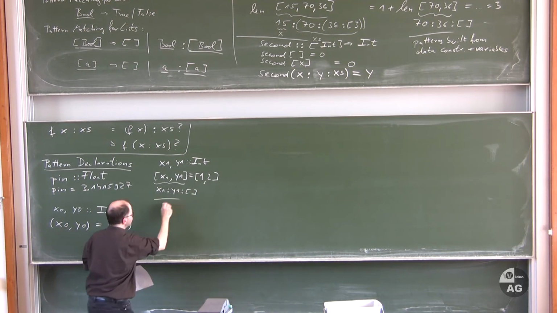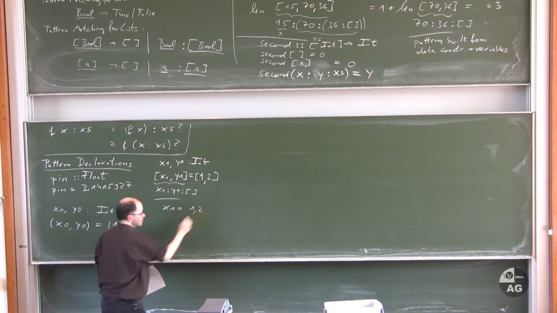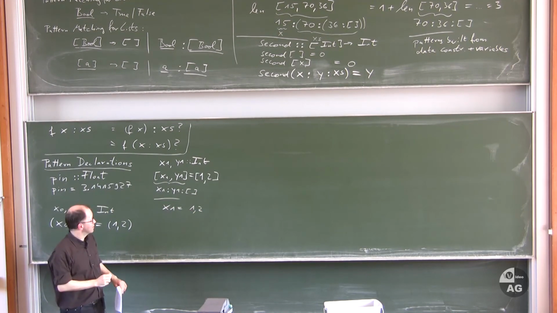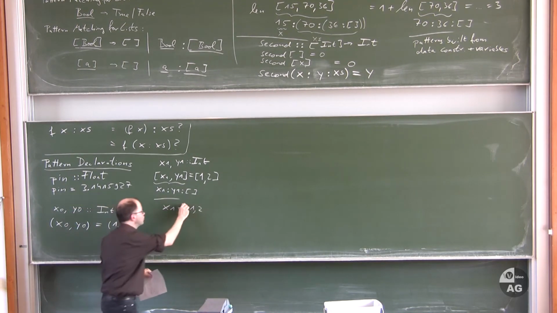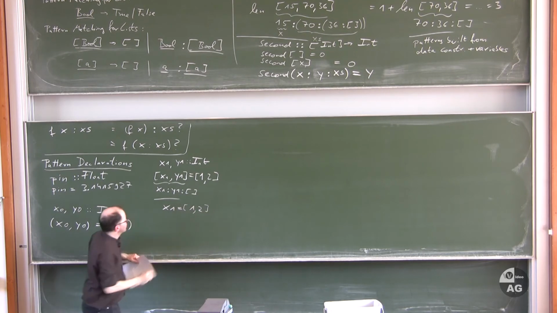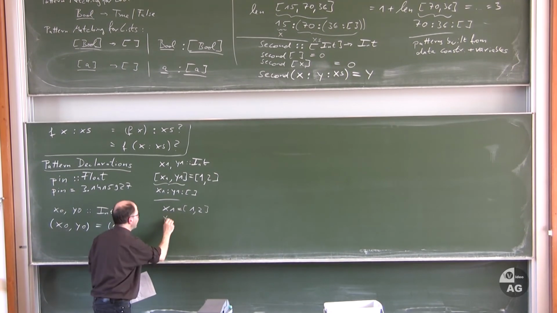So what is your solution? x1 should get the value 1, 2? Yes, it's a list, and y1 is getting an empty list. I mean, you mean x1 should be the list 1, 2? Yes, and y1 is getting an empty list. And y1 would be the empty list.